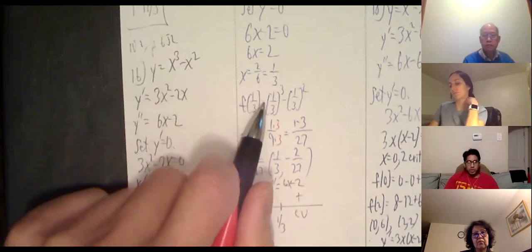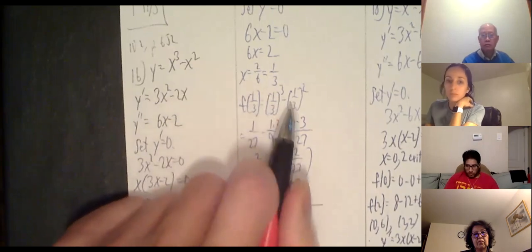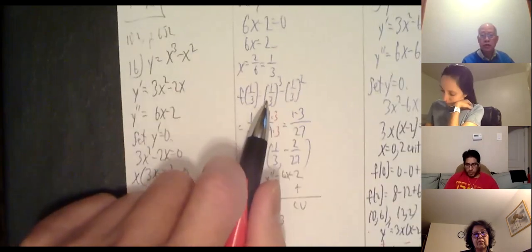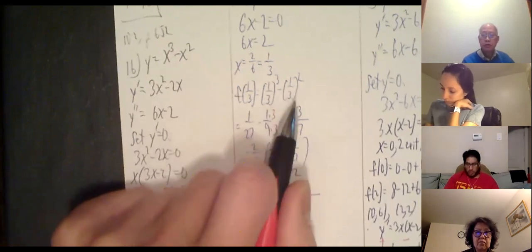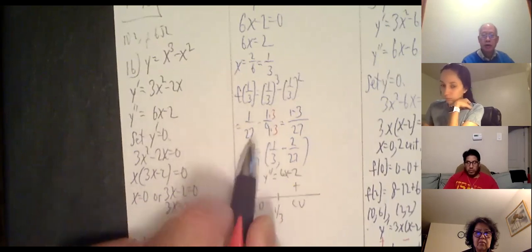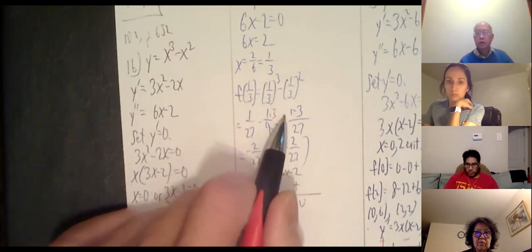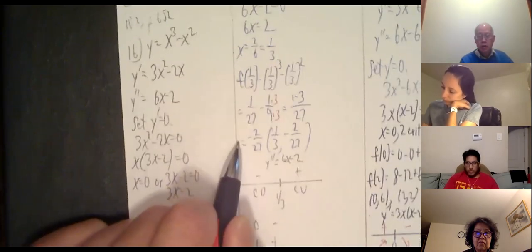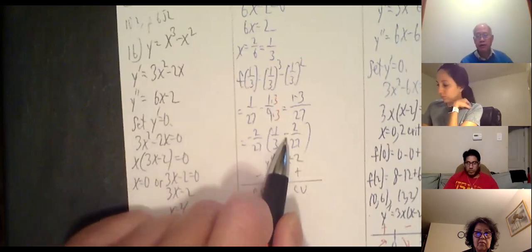So 1/3 cubed minus 1/3 squared. Okay, 1/3 cubed is 1/27. 1/3 squared is 1/9. Common denominator is 27, so multiply by 3/3. Gives me 1 minus 3, or -2. So I have 1/3, comma, -2/27.